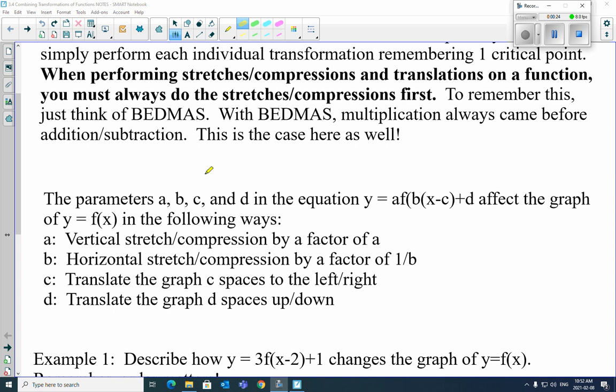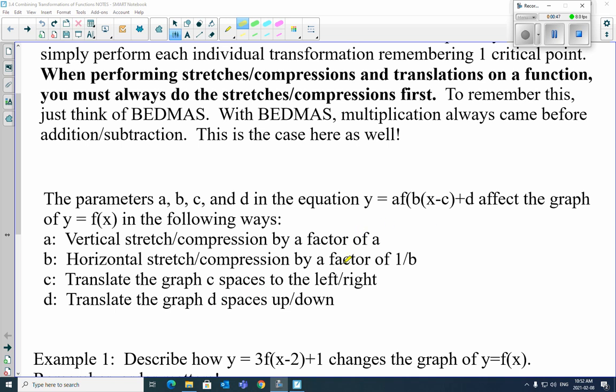So we looked at this in the last lesson. So here it is, a f(b(x minus c)) plus d. That's just a general way it looks, right? So a is the vertical stretch or compression by a factor of a. b is the horizontal stretch. Now remember, it's 1 over b because it's backwards. So for instance, if it was a 2, it's half as wide, right? Translate c shifts left or right, and then translate d shifts up and down, positive or negative.